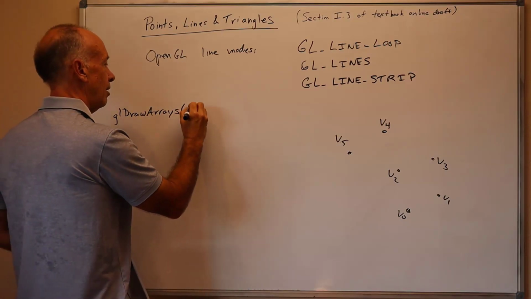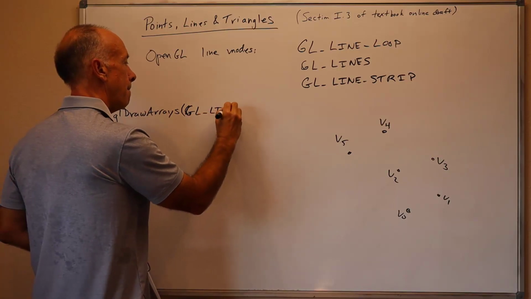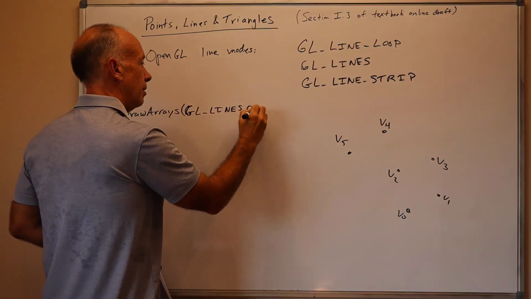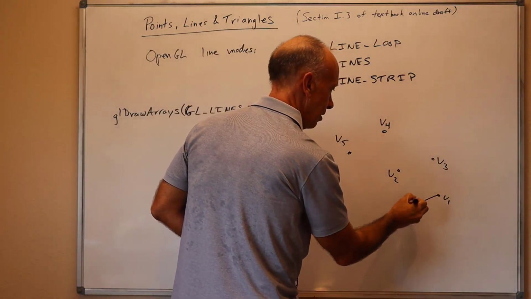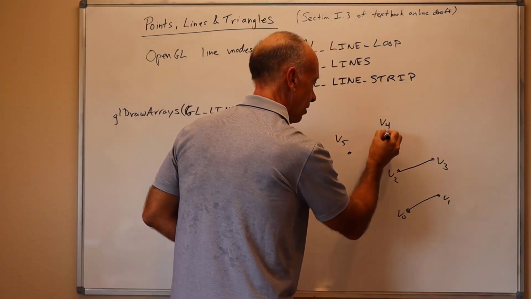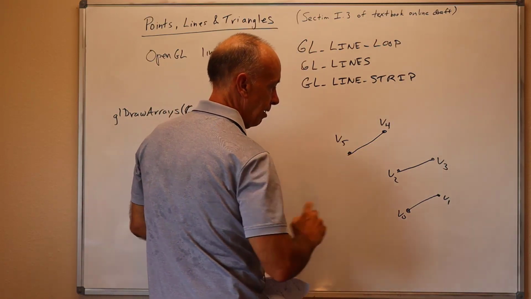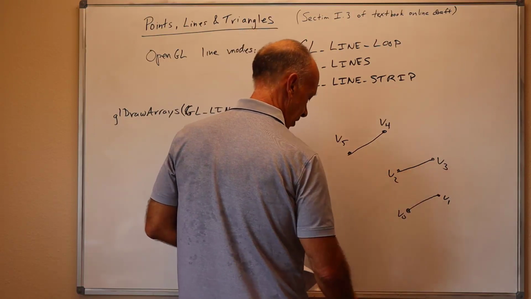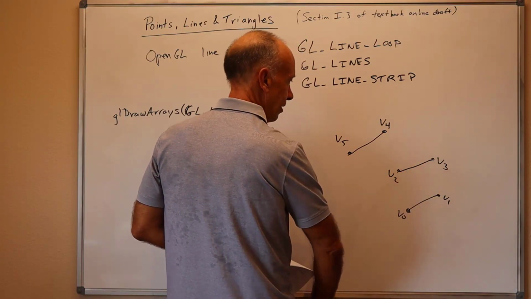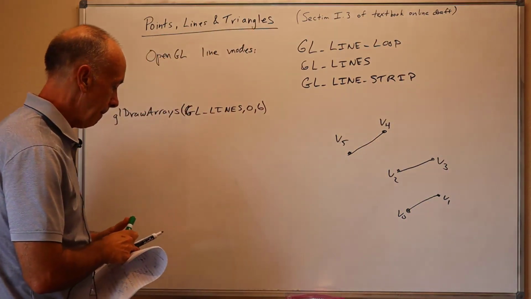And if I do it in GL lines mode, I'm drawing 6 vertices. What that does is it draws pairs of lines, or draws lines between pairs of vertices. So it draws a line between the first and the second vertex, V0 and V1, the third and the fourth vertex, V2 and V3, and then the fifth and the sixth vertex, which is V4 to V5.